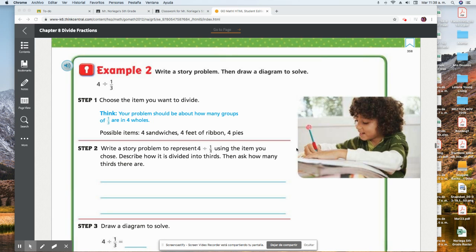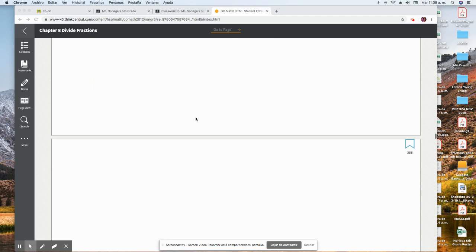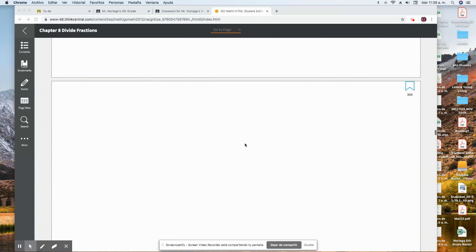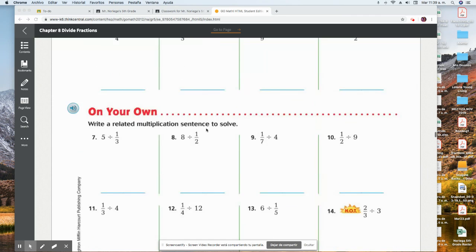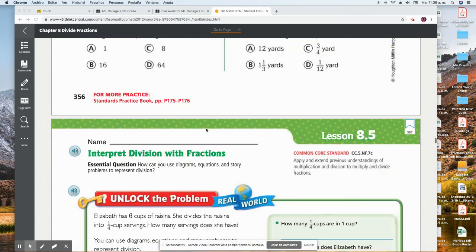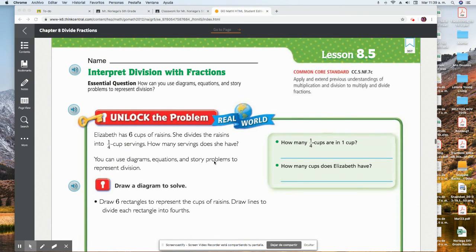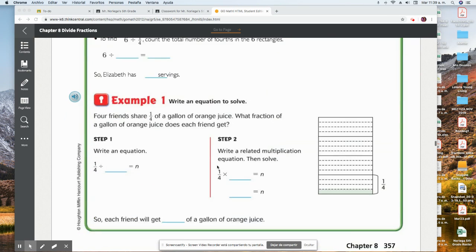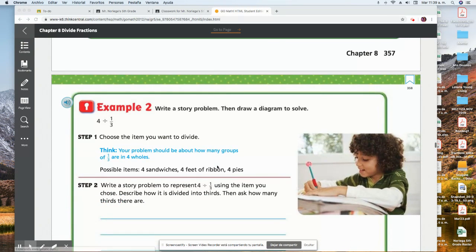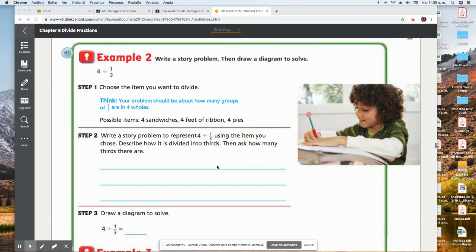Okay, I'm already on page 358, lesson 8.5, example 2. Remember that we are interpreting division with fractions, so we already went over the first page for the lesson. Now we're going to start working on page 358.